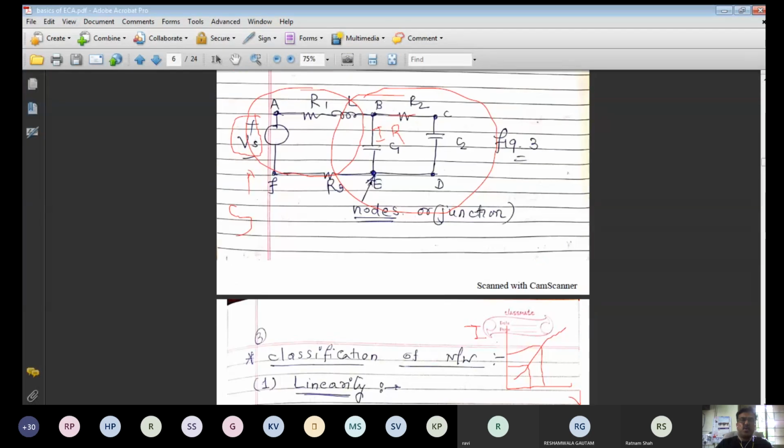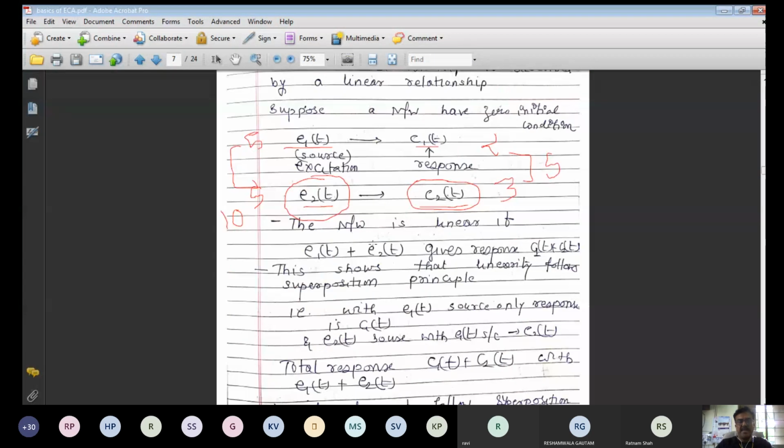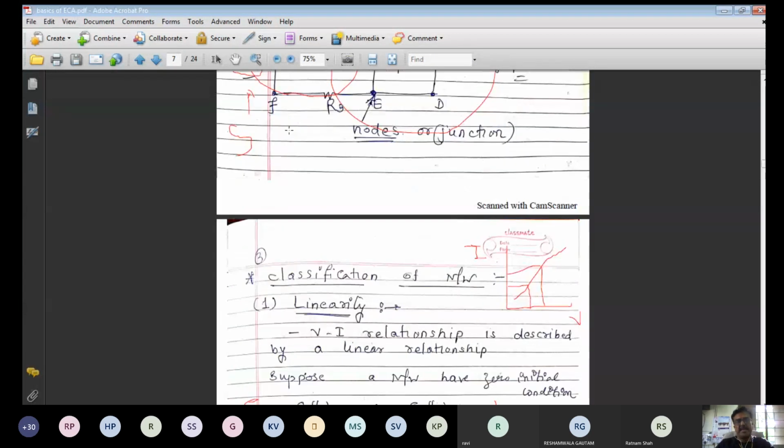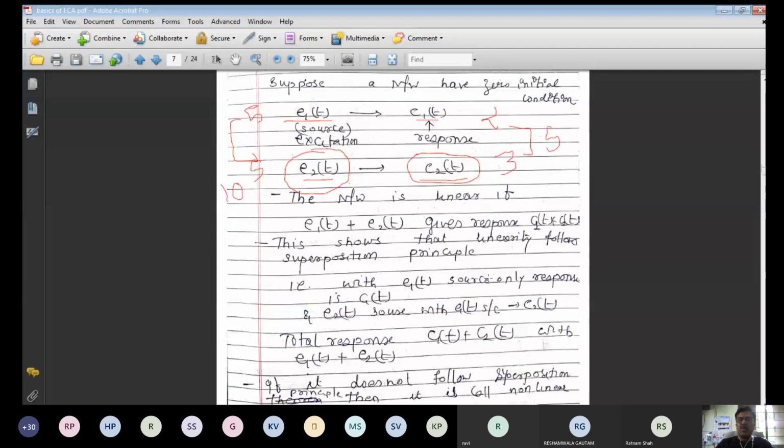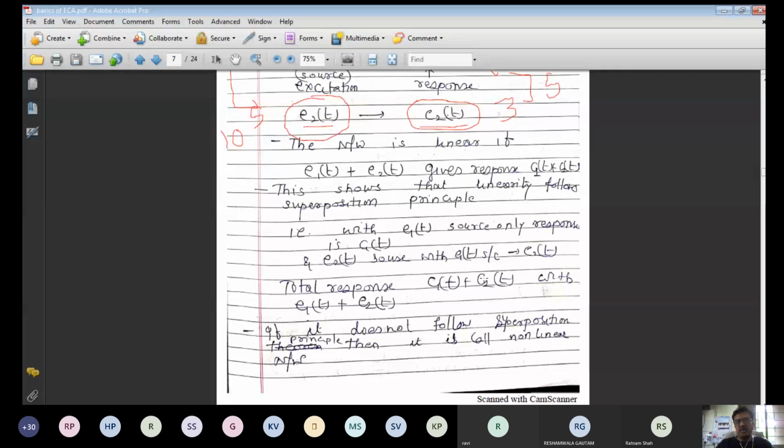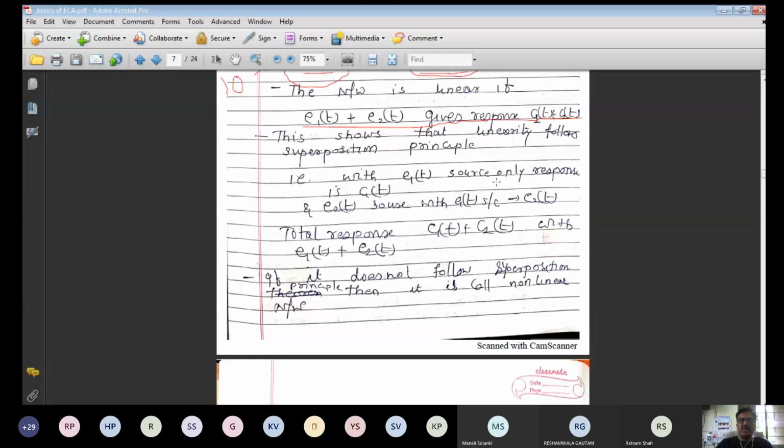Suppose in this network we put two supplies, two voltages, E1 and E2. I am connecting E1 and E2 here, instead of Vs. Suppose the network response is like this. We know that for E1 plus E2, the response is C1 and C2. So how can we find this out?